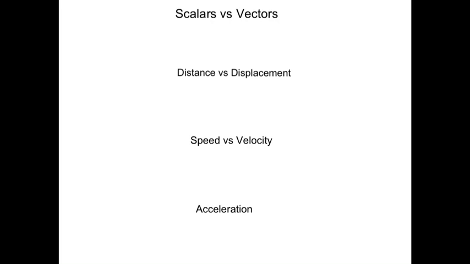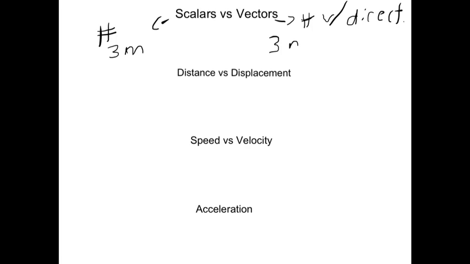Scalars and vectors. Now, a scalar is simply just a number, or a magnitude. Vectors, on the other hand, are a number with a direction. So a scalar might be something like 3 meters, no direction on it. It could be left, right, up, down, north, south, any direction at all, where a vector is going to be something like 3 meters north.